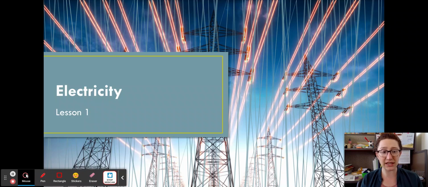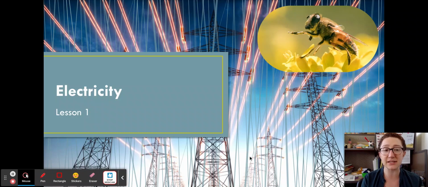But electricity is a natural phenomenon, and it exists in the natural world. For example, bees and flowers. Bees are able to sense this electrostatic field around the flowers to determine whether or not there's pollen available. It's incredibly cool. There's a cool video about that.